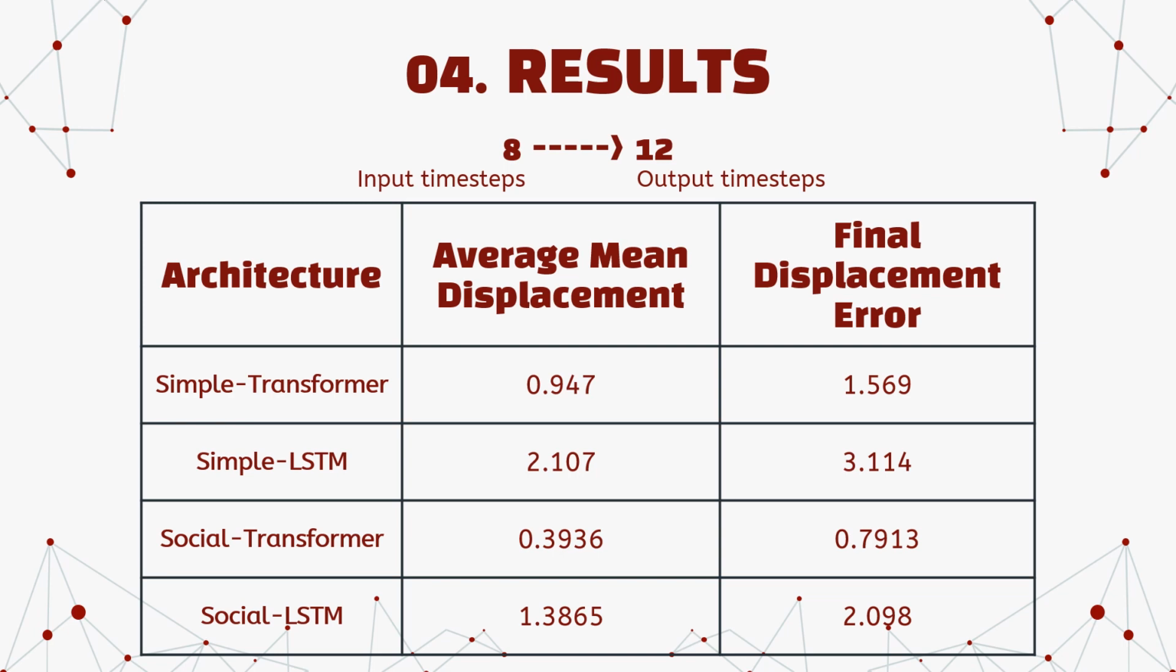As observed from the results, social transformer performed the best out of all the models. It is interesting to see that simple transformer is able to perform better than social LSTM even though it does not include social context. We believe that the encoder and decoder style architecture and the separation between input encoding and output encoding helps in the performance of transformers.